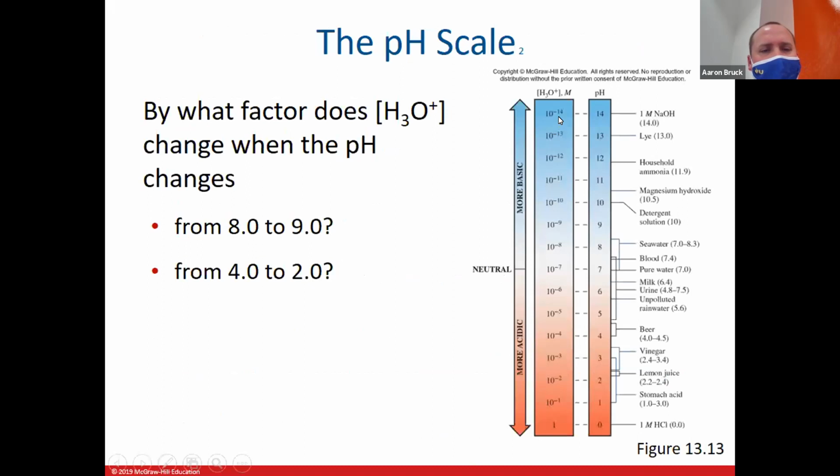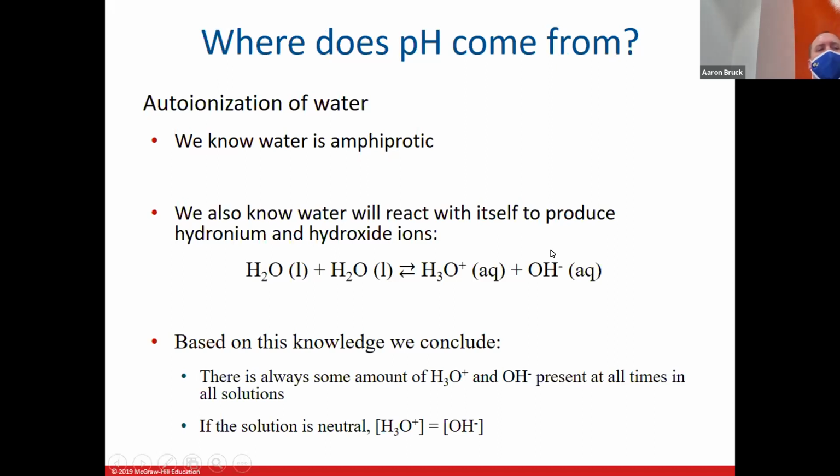How did we come up with the idea that at a neutral pH of 7, the concentration of hydronium is 10 to the negative 7th molar? Well, this comes from something called the autoionization of water. If you remember back to Monday, we talked about water being amphiprotic, meaning that it can act as an acid or as a base, depending upon what is around. By that logic, it can also act as an acid or a base to itself.